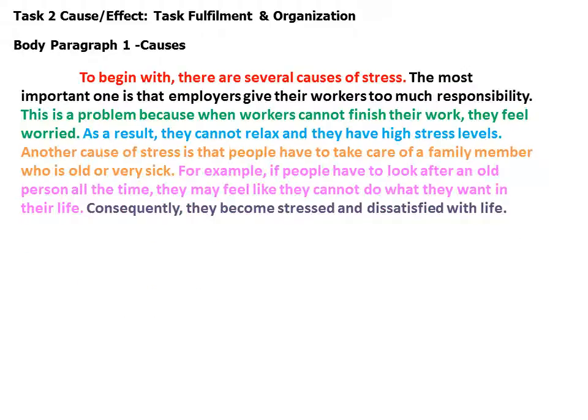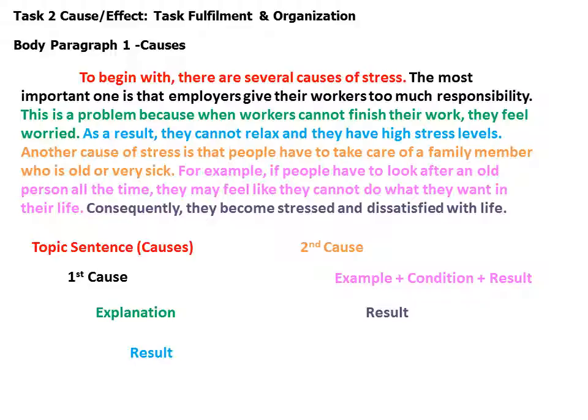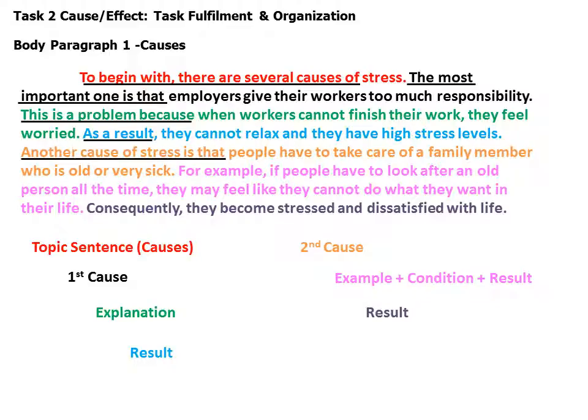Moving on to the causes paragraph, we have the structure with the topic sentence that introduces the paragraph. And again, we say exactly what this paragraph is about. We use this language to show that this is our first and most important reason. Here we have "because" when we're explaining, and then a result, and our next cause, example, and result again.